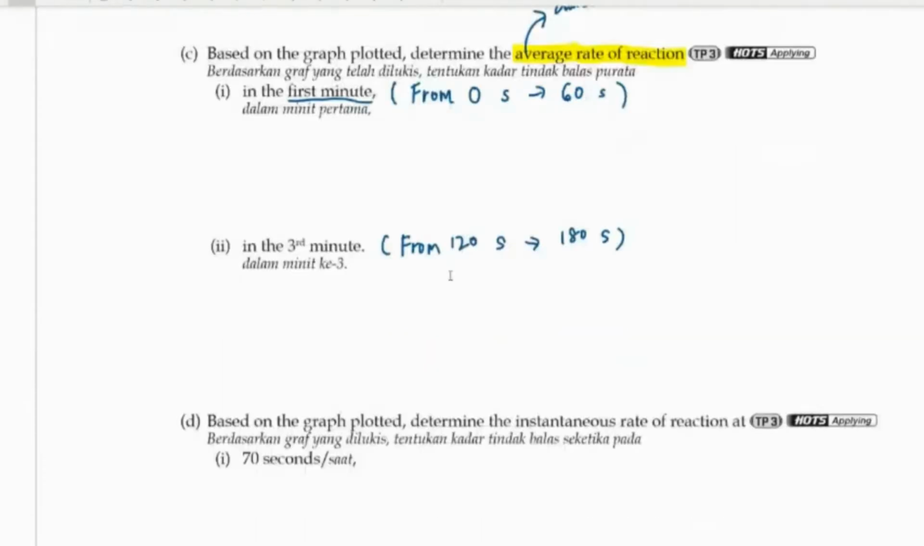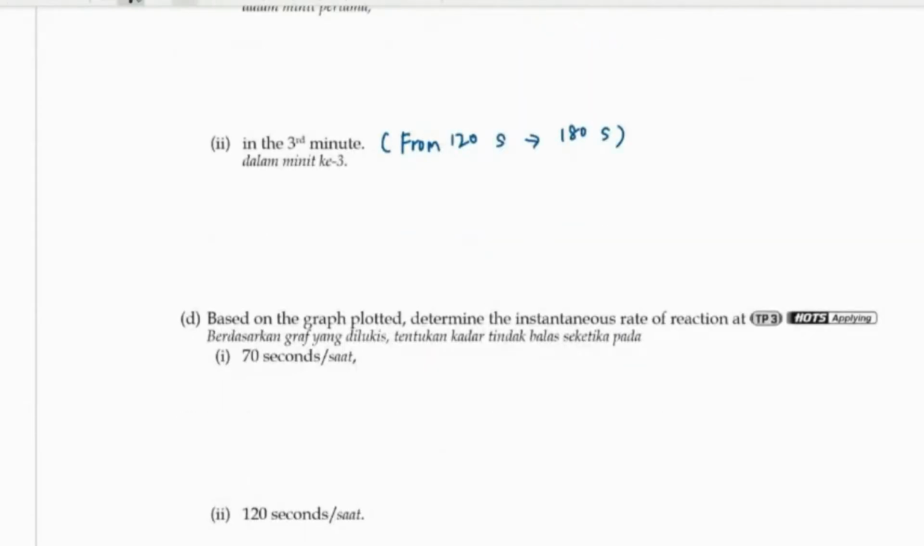Now how about the other type? You will see instantaneous rate of reaction. But sometimes you won't see this word. You will see rate of reaction at 70 seconds. So 70 seconds actually is a very specific time. This one also is a specific time. No range. Ini pun tak ada range, no range.